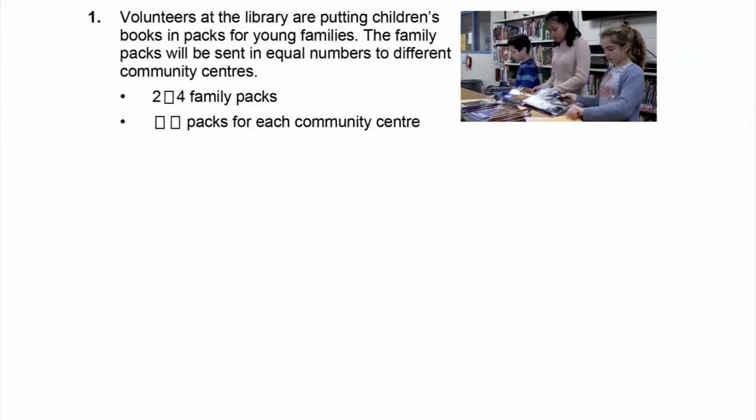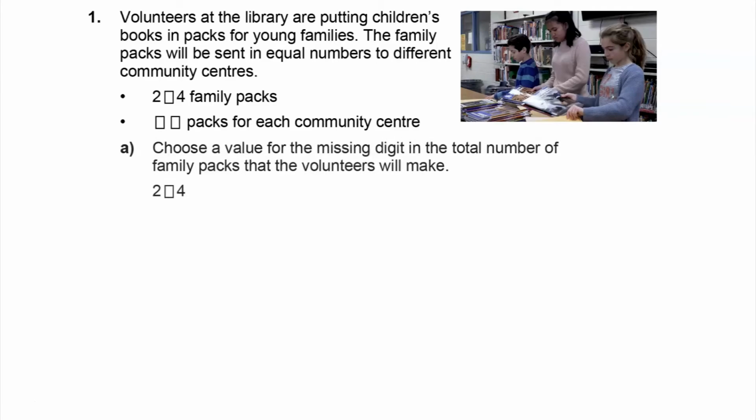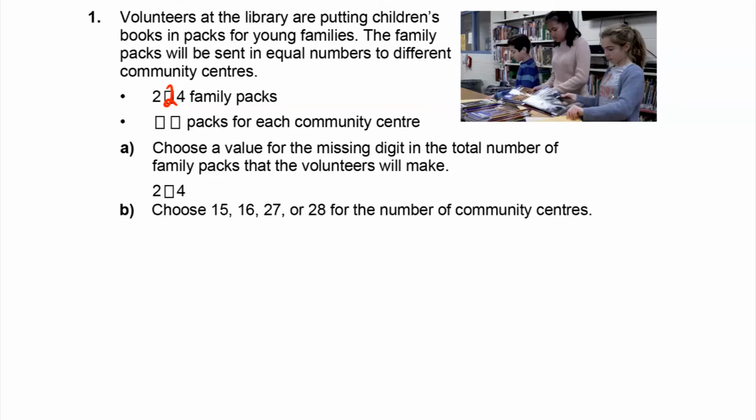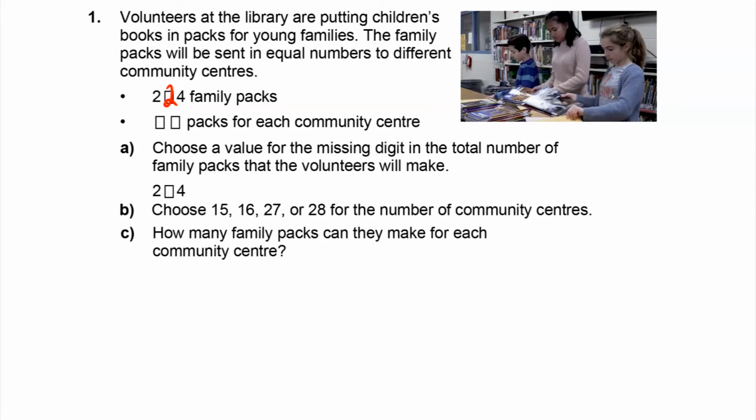Volunteers at the library are putting children's books in packs for young families. The family packs will be sent in equal numbers to different community centers. They give us some numbers here, and we're asked to fill in the blanks. Choose a value for the missing digit in the total number of family packs that the volunteers will make. So I'm going to choose 224. Then we're asked to choose a number of 15, 16, 27, or 28 for the number of community centers, and then finally to determine how many family packs they can make for each community center.